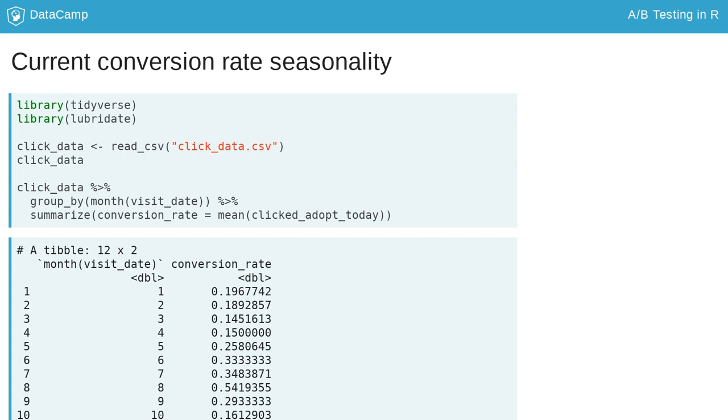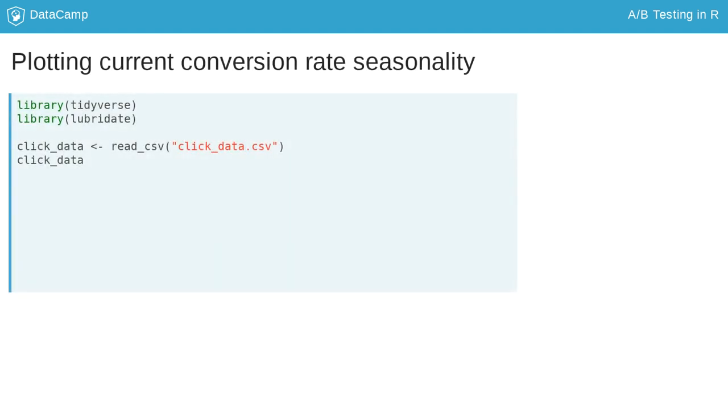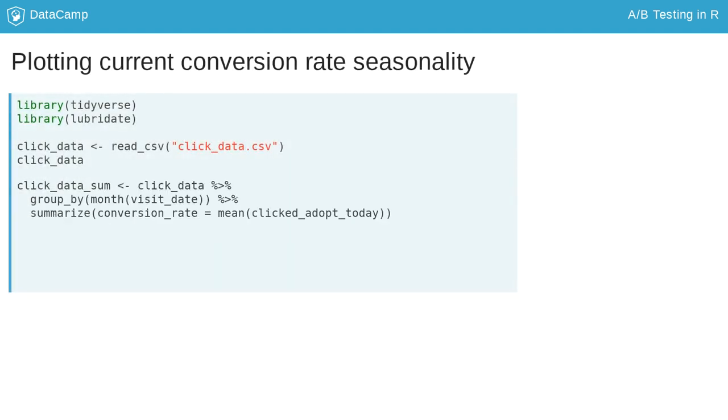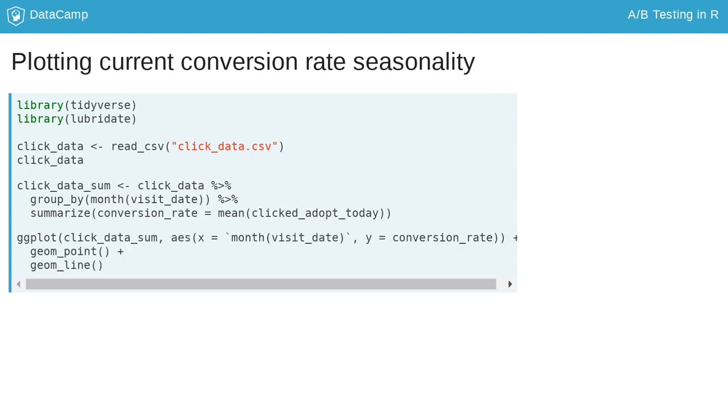To really understand how conversion rates change throughout the year, it's useful to plot our data. We can do that with the package ggplot2 from the tidyverse. First, we'll save our summarized data in a data frame click data sum. Then, we'll use the new data frame in a ggplot call, setting the x-axis to our month column and the y-axis to our computed conversion rate column. To display the data, we'll plot the dots and connect them by a line with geom point and geom line.